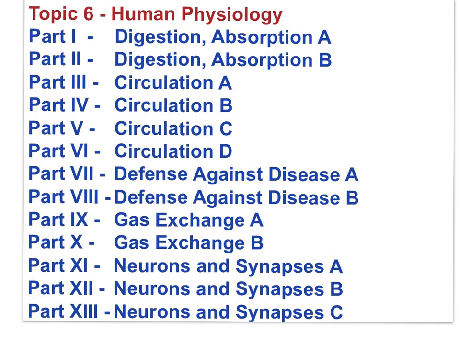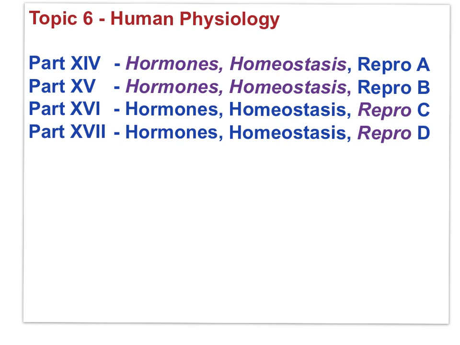Here is the first of 2 slides that provide an outline of all the movies available for Topic 6, Human Physiology. Topic 6 is for SL and HL students. Use the outline to find the movie you need for review. This movie is focused here. Here is the second slide of the outline of all available movies for Topic 6, Human Physiology.